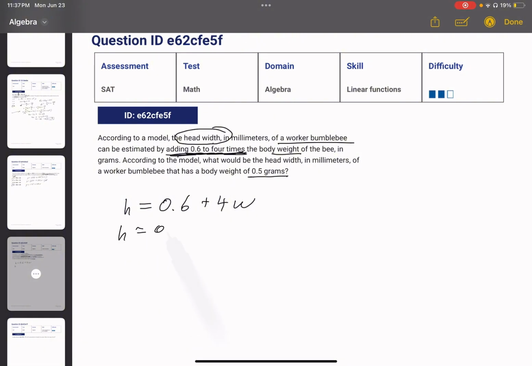So we have h is equal to 0.6 plus 4 times the body weight, which is 0.5. So we have h is equal to 0.6 plus 2, which is equal to 2.6. And that's going to be your answer for this question. It's a fill-in, medium difficulty.